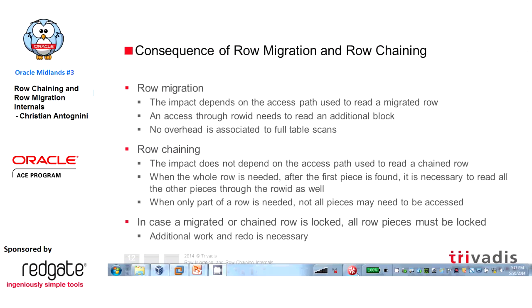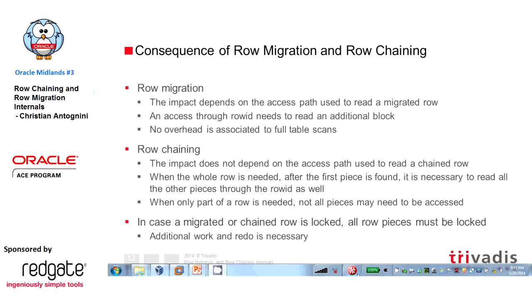Also because when you start analyzing a table where you think you have migrated or chained rows, it's important to know whether you have a problem with chained or migrated rows, because the two have a completely different impact on your application, and to solve or eliminate them, you have completely different approaches. So if you do not know whether you are dealing with chaining or migration, it's not, I would say, easy or possible to solve the problem.